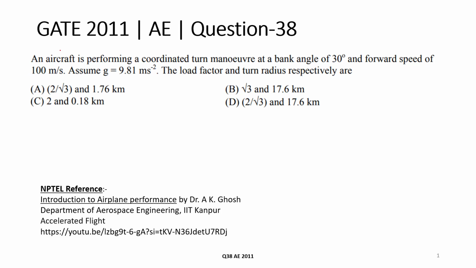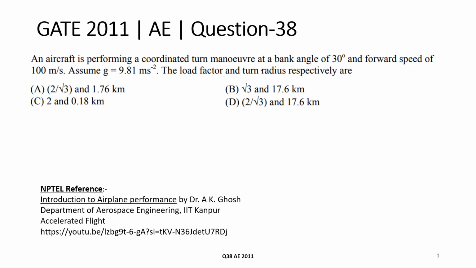In this video, we will solve GATE 2011 Aerospace Engineering question number 38. An aircraft is performing a coordinated turn maneuver at a bank angle of 30 degrees and forward speed of 100 meter per second. Assume g equal to 9.81 meter per second square.